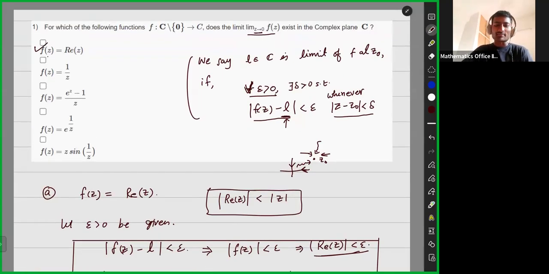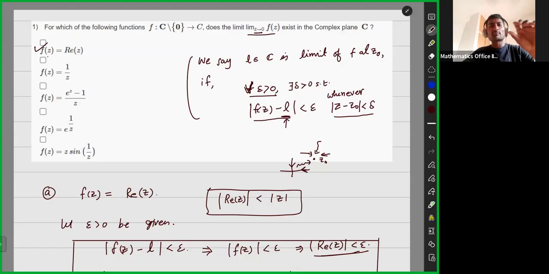Let's take the second option. What do you think about 1 by z? When z tends to 0, where does 1 by z go? Let's say we are going through the real axis, so it becomes a real sequence. From the plus side, say the sequence 1 by n, it goes to plus infinity. From the minus side, it goes towards minus infinity. So the limit doesn't exist.